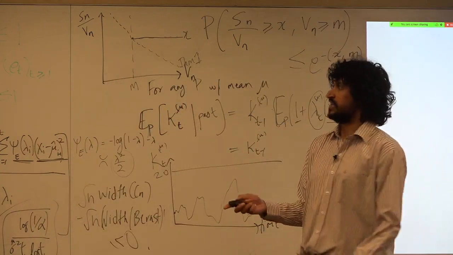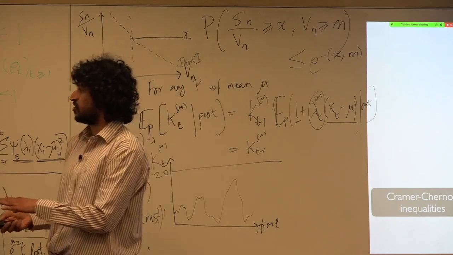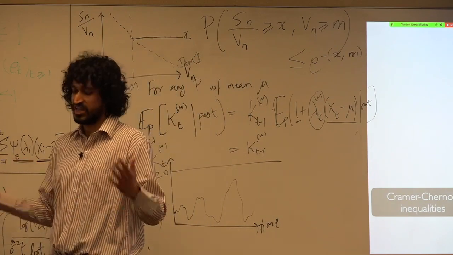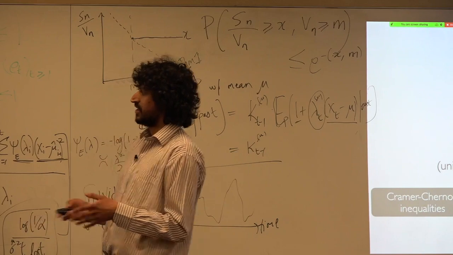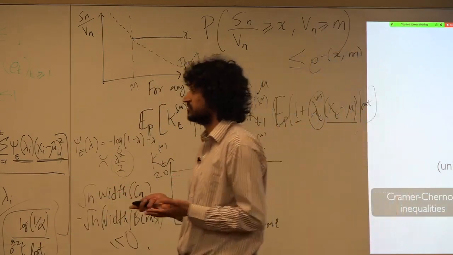Okay, so you should think of our bounds as being non-asymptotic versions of the law of the iterated logarithm. They are non-parametric generalizations of the SPRT, and they are time-uniform extensions of Cramér-Chernoff inequalities. That's how it's connected to the literature.